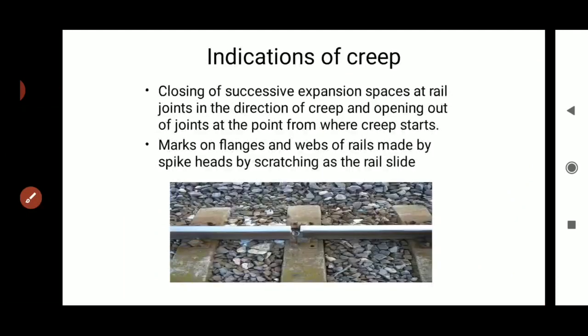Then next is indications of creep. So how will we know that the creep has occurred? The first point is closing of successive expansion spaces at rail joints in the direction of creep, and opening out of joints at the point from where creep starts.